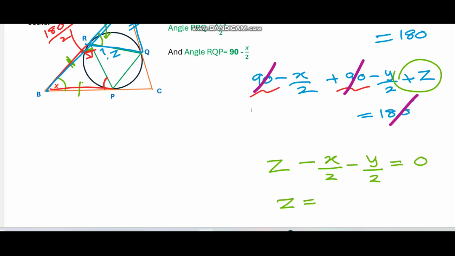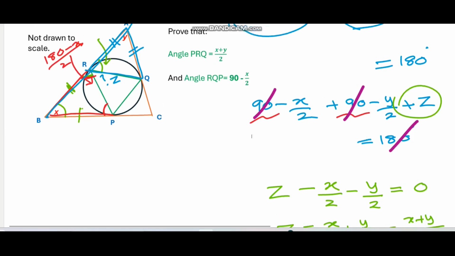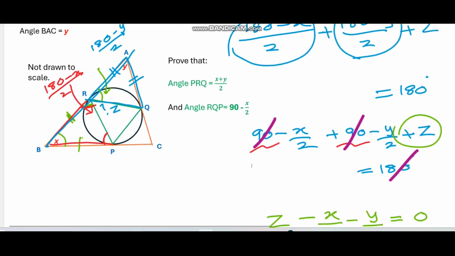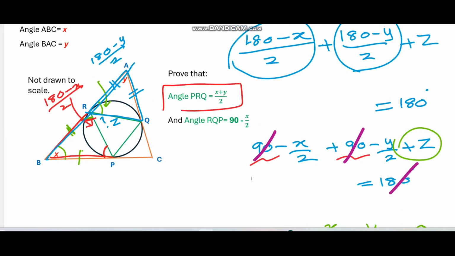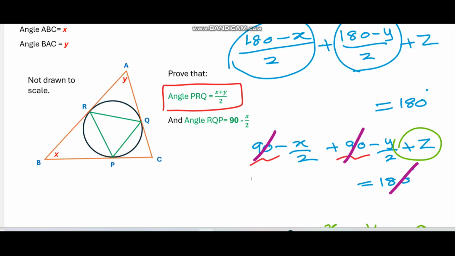Okay. Therefore, z is equal to x over 2 plus y over 2. Imagine adding x over 2 plus y over 2 on both sides. Now, let's take 2 as a common denominator. z is (x plus y) over 2 as required. That is the first part that we needed to show. This angle z is (x plus y) over 2. Okay, now I'm going to erase all this and we're going to go to part 2.